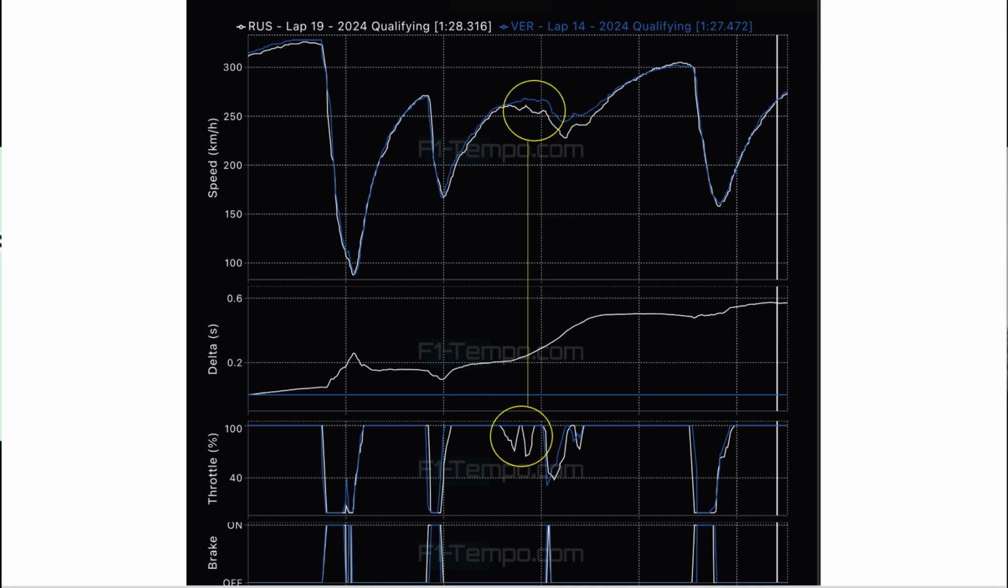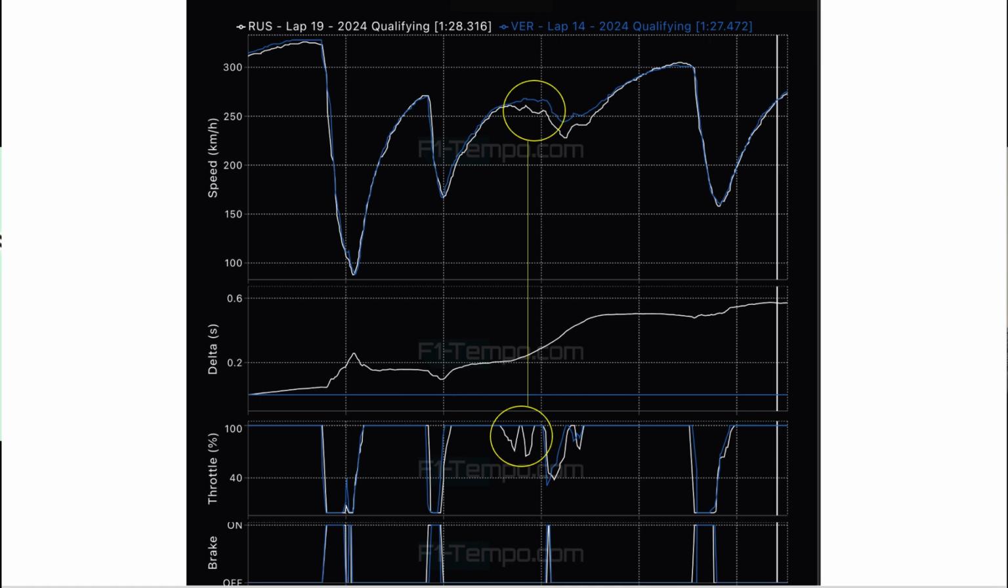This is turn 6 to turn 10 roughly. So they're curves, but they're not braking zones. So they're either full throttle or part throttle. And what you can see in this is that in the speed trace, Max carries more speed. So you can see that his speed is higher, the blue line is higher than the white line. So he is carrying more speed through that segment.